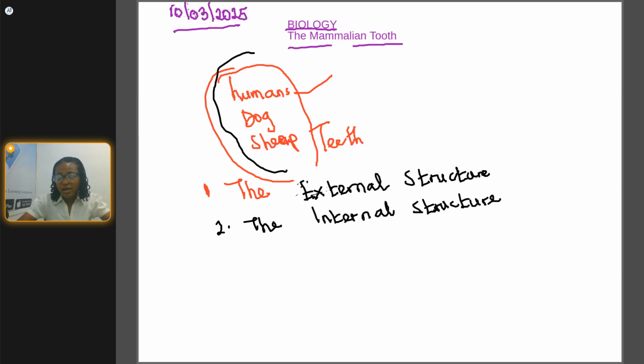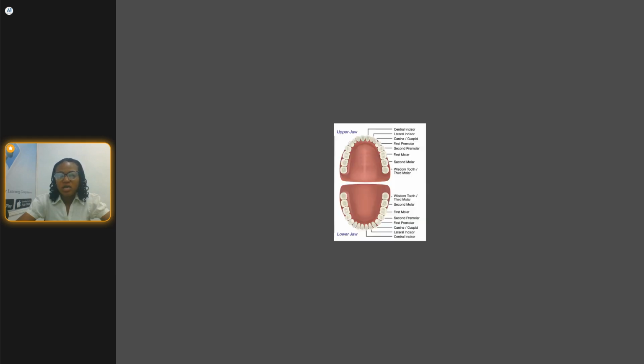All right, so we go back to our diagram. You can see the set of teeth that you are seeing is the external structure. As you can see on the bird, here is the external structure, the teeth that we can see outside when you smile. Those are the things you can see with your eyes.